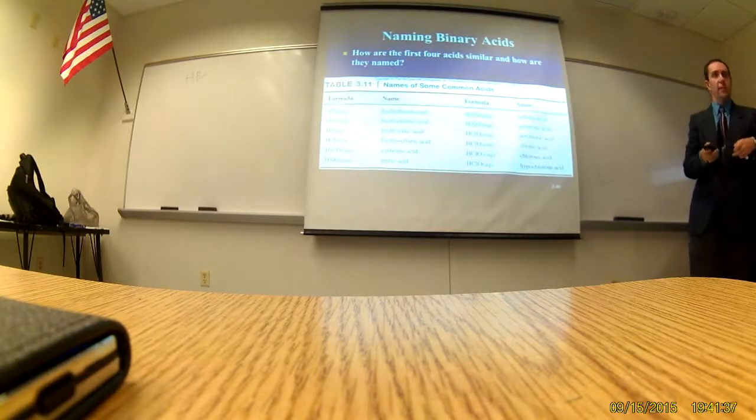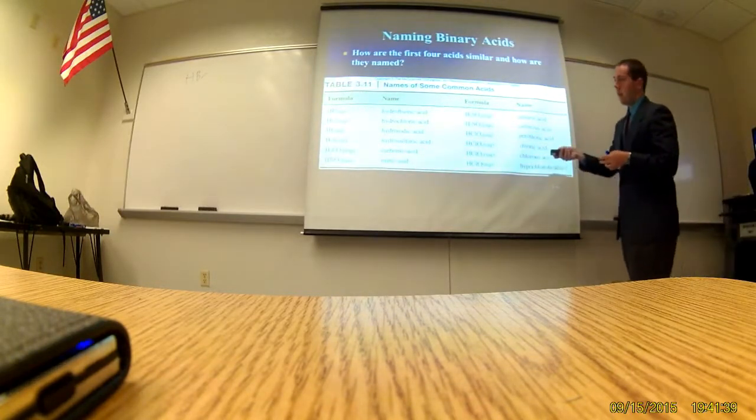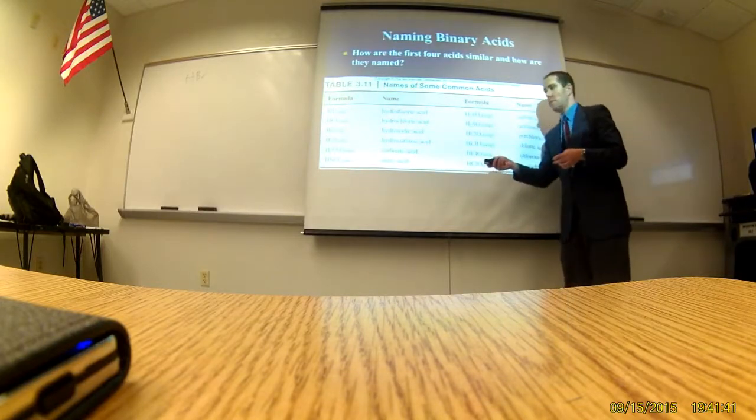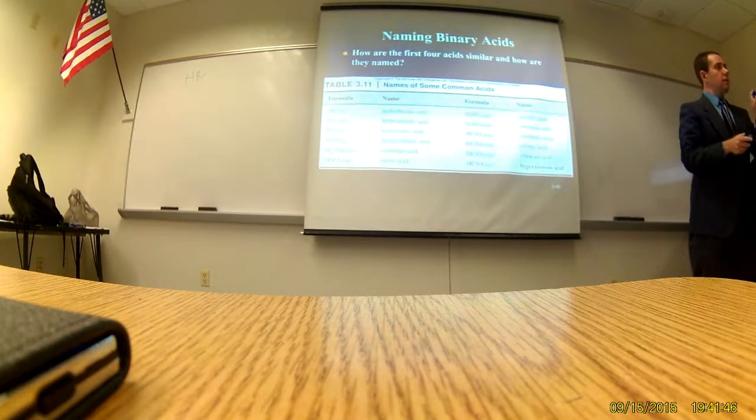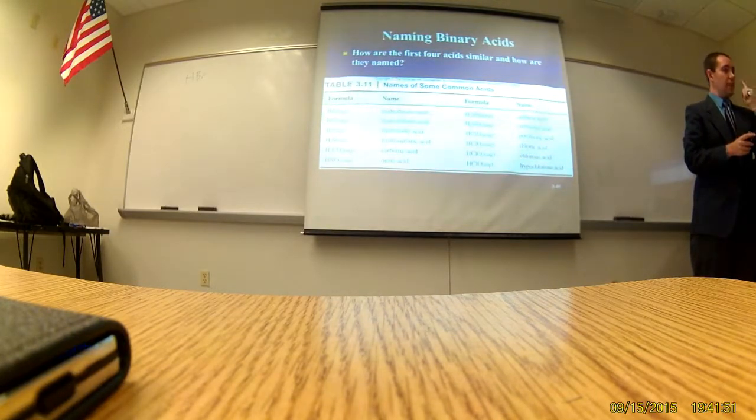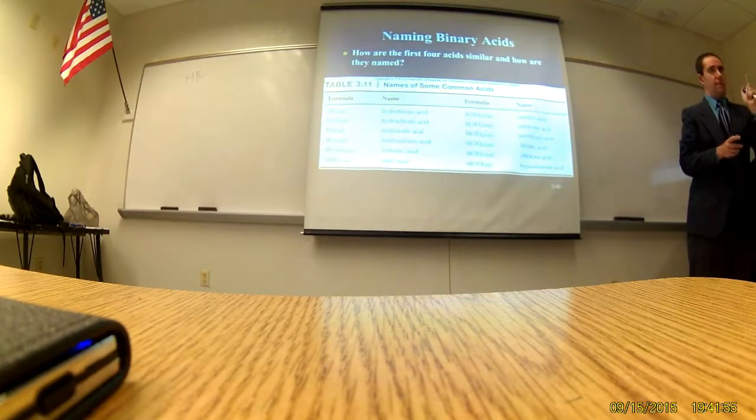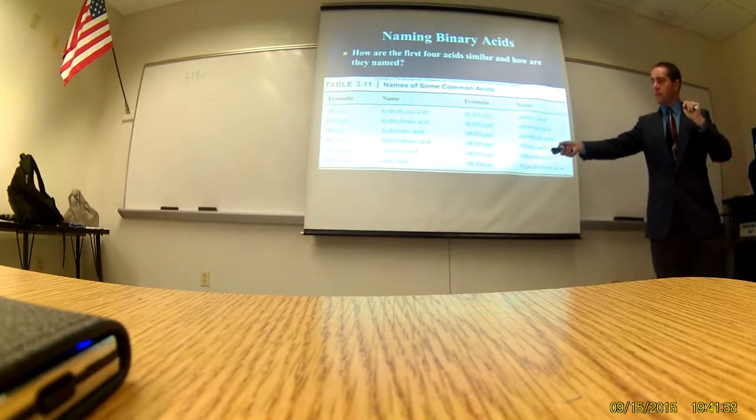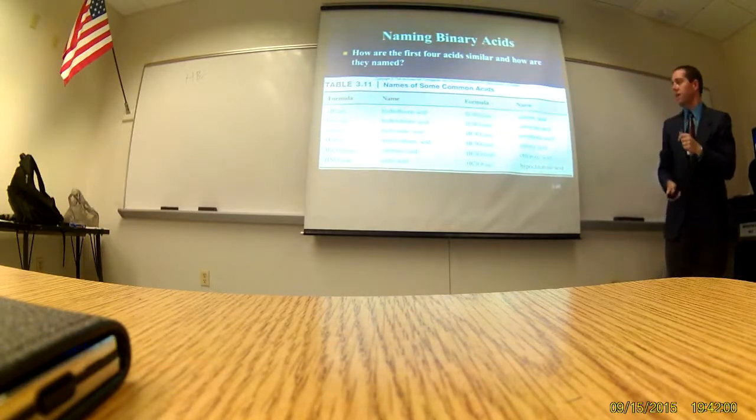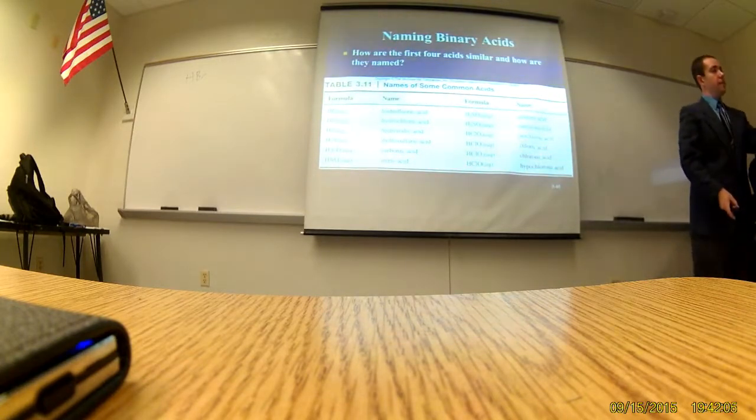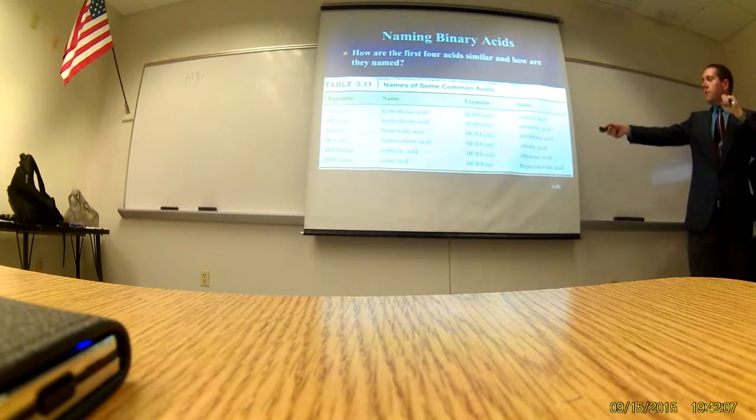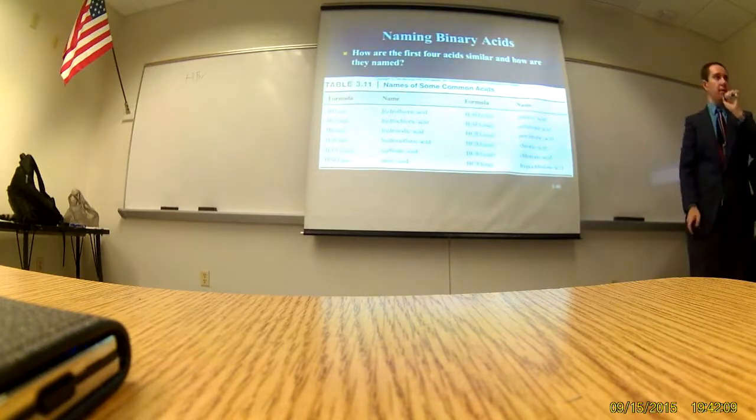CO3 was carbonate. When we turn that into an acid, we have carbonic acid. What was NO3 called? Nitrate. Nitrate makes nitric acid. What was SO4? Sulfate. Sulfate makes sulfuric acid.